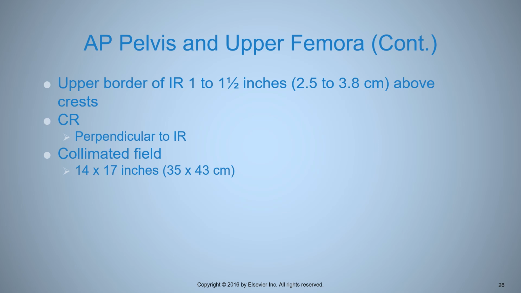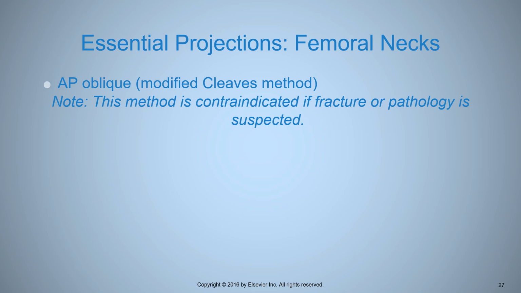Okay, that's just a little veteran tip for you. You'll see it when you try to do a trauma hip and pelvis portably in the stretcher. You'll see exactly what I'm talking about. Again, your collimated field for an AP pelvis, regardless of whether it's trauma or routine on an exam table, is 14 by 17 inches. Essential projection for the femoral necks.